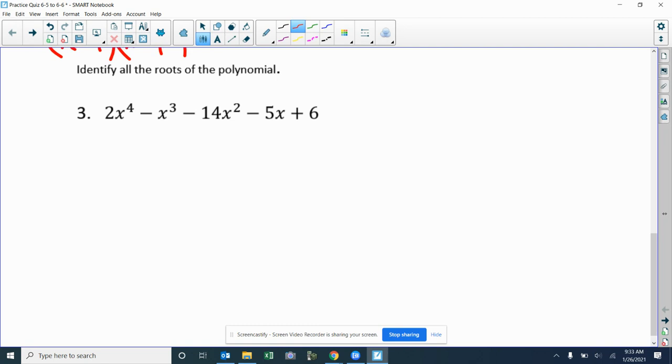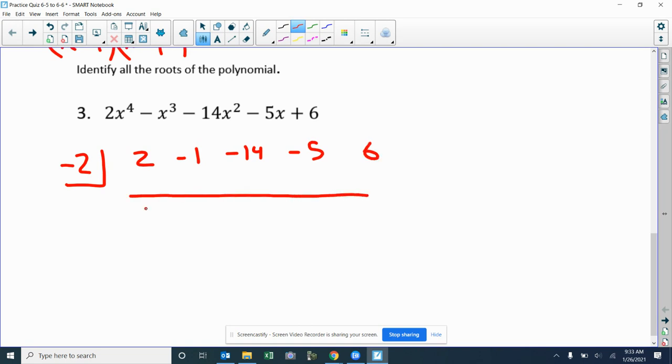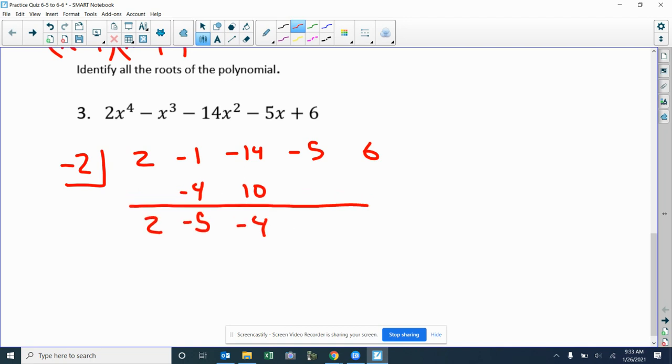-2. -2? Yeah. All right, let's go there. Make sure we're good there. We don't need any zeros, do we? Okay, so we're good. 2, -1, -14, -5, and 6. Remember, we're gonna need another one, so 2 comes down, it's gonna give me -4, gives me -5, that gives me 10, that gives me -4, that gives me +8, which gives me 3, gives me -6, so we're good to go. There's one.